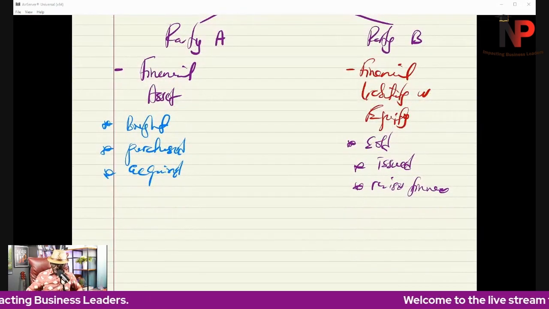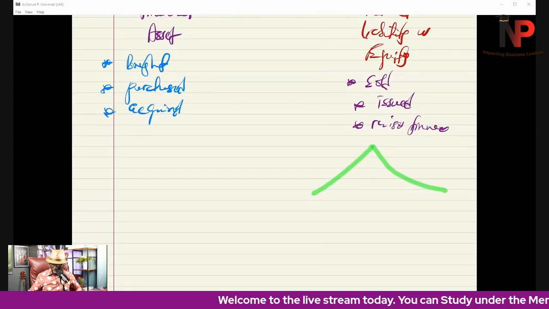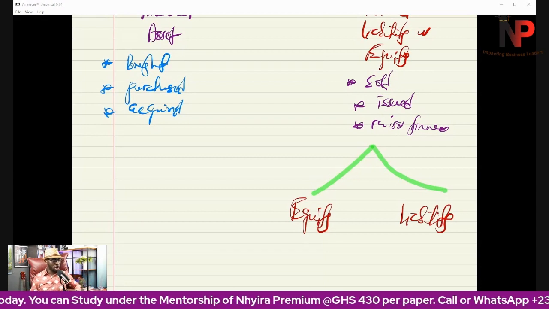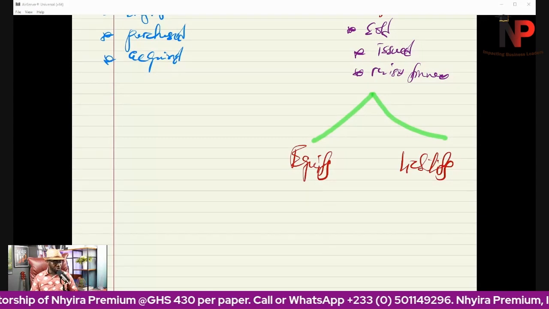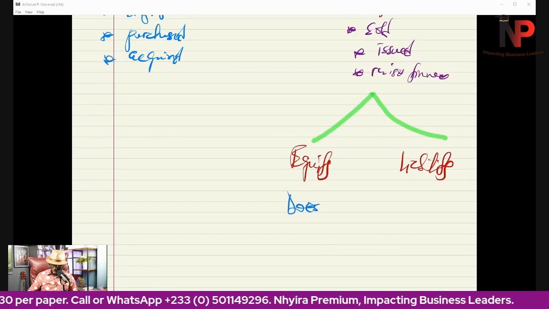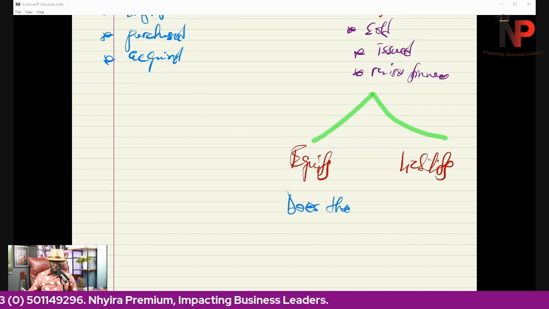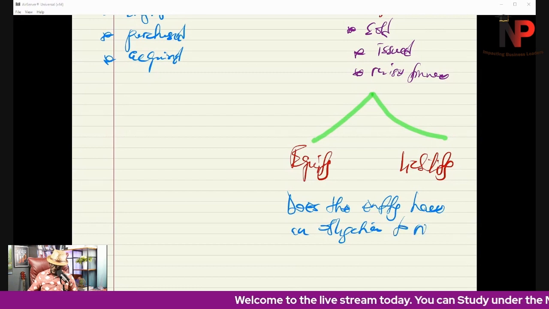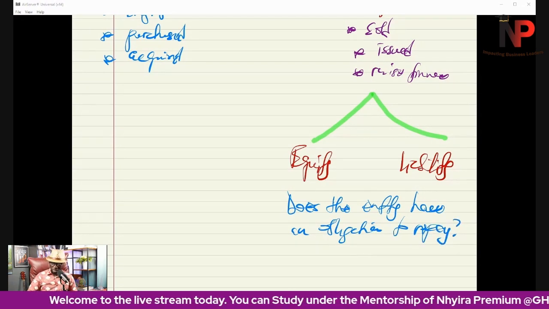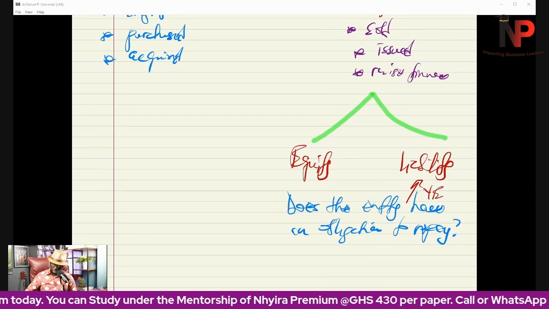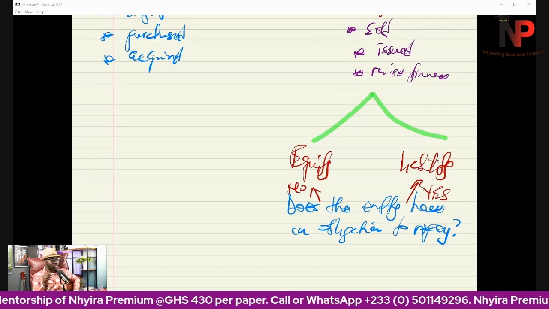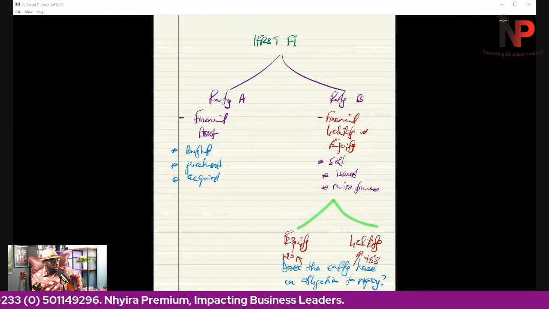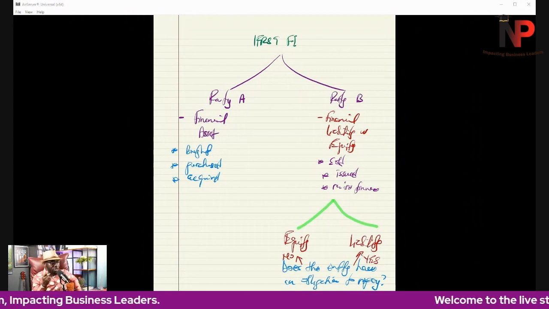So party B can recognize either an equity instrument or a liability. When can the party recognize an equity or liability instrument? We ask a golden rule question: does the entity have an obligation to repay or redeem the debt? If the entity has an obligation to repay, then it's a liability. If the entity has no obligation, then it's an equity instrument. So party B deciding whether to recognize a financial liability or an equity instrument depends on that golden rule question.